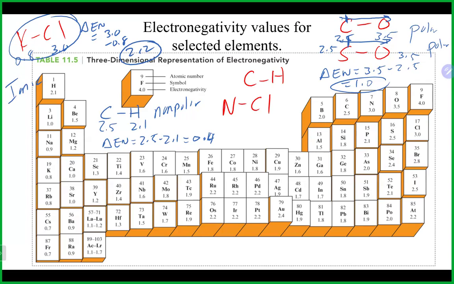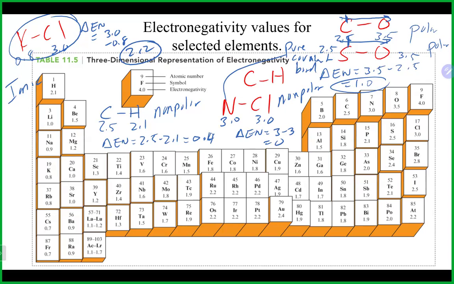Lastly, here we have nitrogen, which is 3. And we have chlorine, which is 3. So the difference in electronegativity in this case is 3 minus 3, which is 0. That makes this a nonpolar bond. Also makes it a pure covalent bond as well, which is nonpolar.